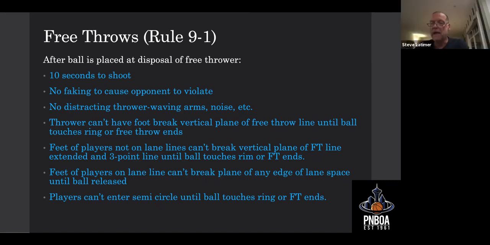Yeah, so it's 9.3G, which says a player occupying a marked lane space may not have either foot beyond the vertical plane, which is what I talked about here, or beyond the vertical plane of any edge. A player shall position 1 foot near the outer edge of the free throw lane line. So you need to be close to the free throw lane line with 1 foot. The other foot may be positioned anywhere in the designated 36-inch lane space until the ball is released. So 1 foot needs to be close to the lane line. The other foot can be back 3 feet.